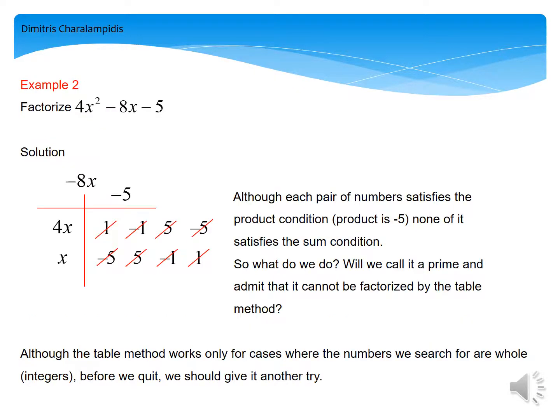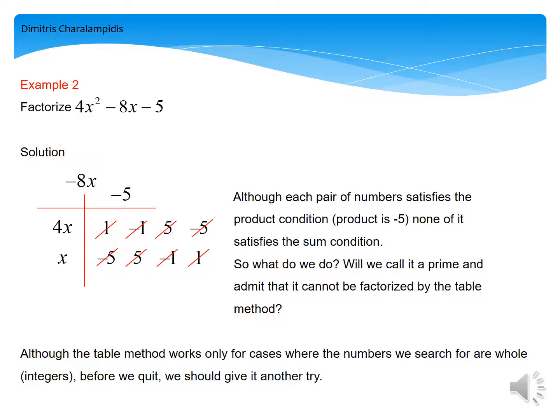Second example. Factorize 4x squared minus 8x minus 5. Again, we will start by finding the values of s and p. Here p is negative 5 and s is negative 8. So we would construct again a table. We would put negative 5 on the top right corner, minus 8 alongside an x.